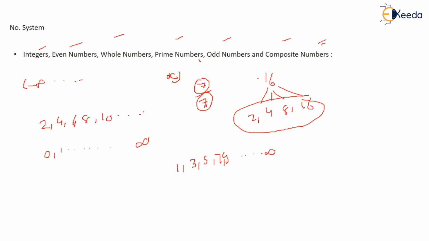And a composite number is any number which is generally not a prime number. So 4, 6, 8, 9, 12, these are composite numbers which are not prime numbers. Except prime numbers, whatever numbers are there, they are called composite numbers. Okay, so these are the basics you should know about them.